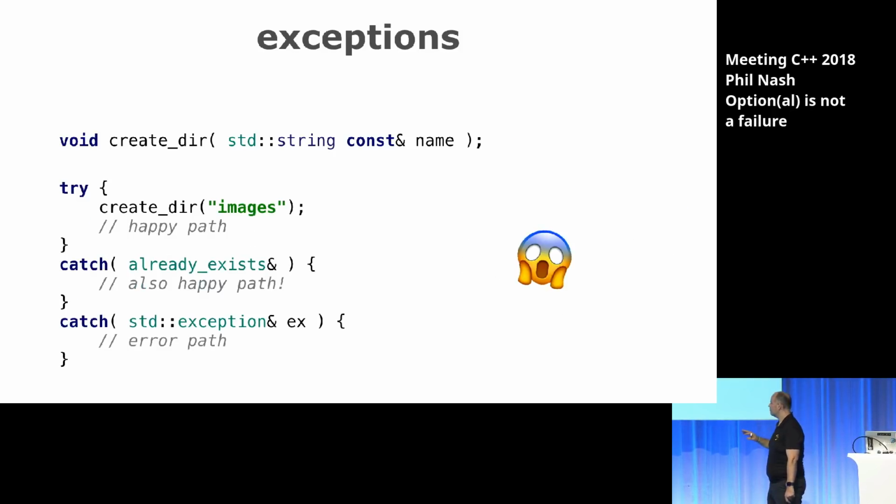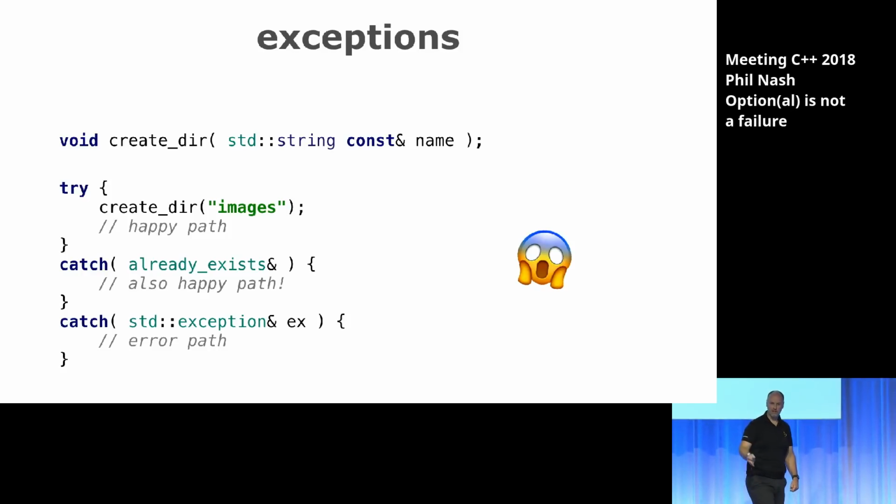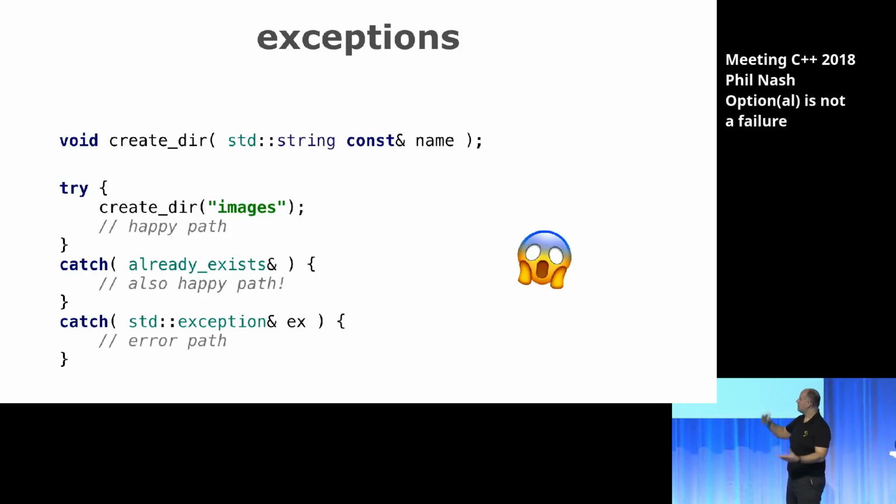Just want to mention this briefly. We had that situation where creating a directory might already exist. Is that an error? Naively, we might say we'd have to deal with it like this, and we've got this really ugly extra happy path in a catch block. We don't want that. We'd probably rewrite create.dir or wrap it up or something like that, so we don't have to handle that. But it's worth mentioning, we have to think about these things.